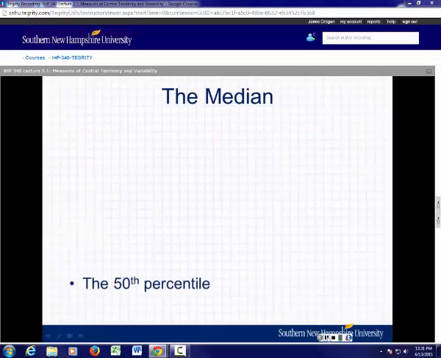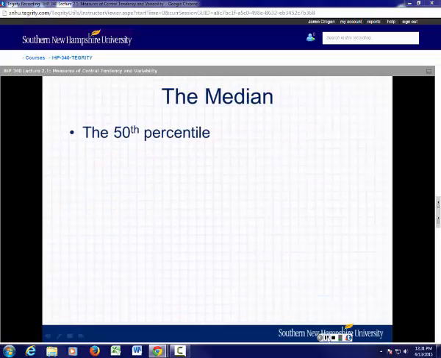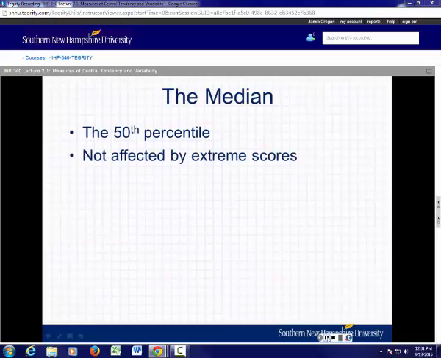The median, on the other hand, is the score that sits in the middle, or it's also called the 50th percentile. That middle position means that half of the data fall above that person and the other half fall below it. The median is not affected by extreme scores. So if the highest score in the data set was 5 versus 500, the middle position still would not change. And we'll talk about this in a minute as well.